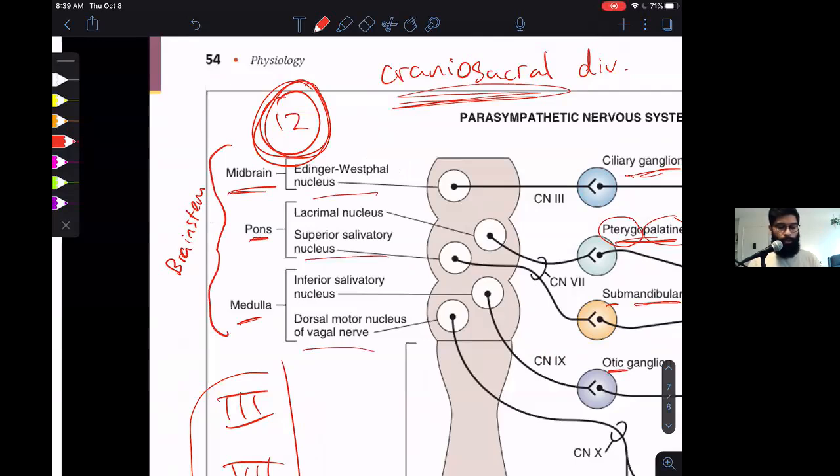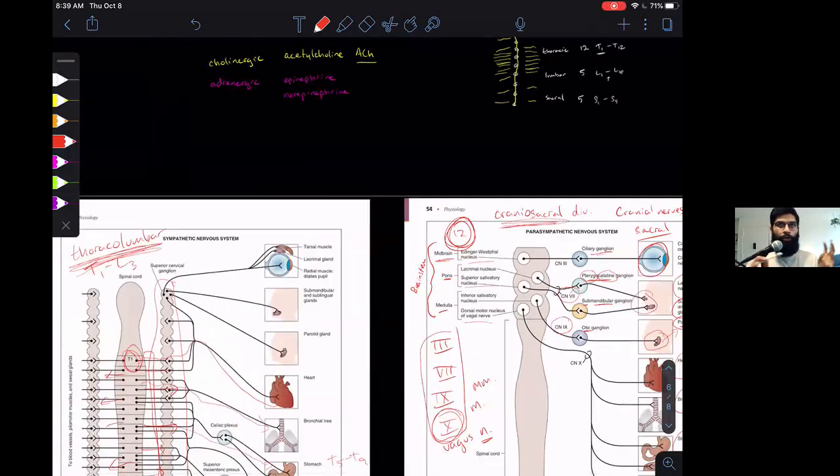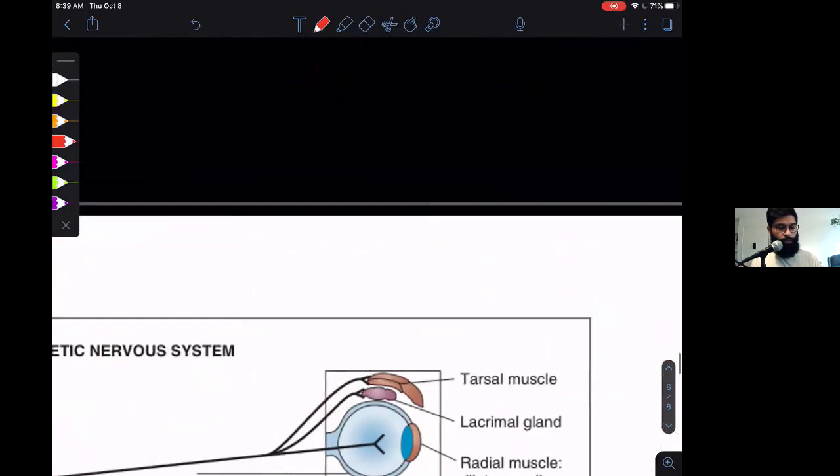So from the midbrain, you're going to have cranial nerve 3. You're also going to have some other cranial nerves. From your pons, you're going to have cranial nerve 7. You're going to have other cranial nerves as well. And then cranial nerves 9 and 10 are going to come from your medulla. So this is the general division of your sympathetic and parasympathetic. And just so you know, these images are coming from a textbook written by Dr. Costanzo. It's called Physiology. Highly recommend it.